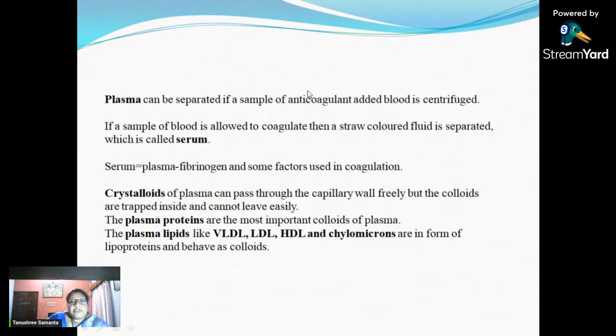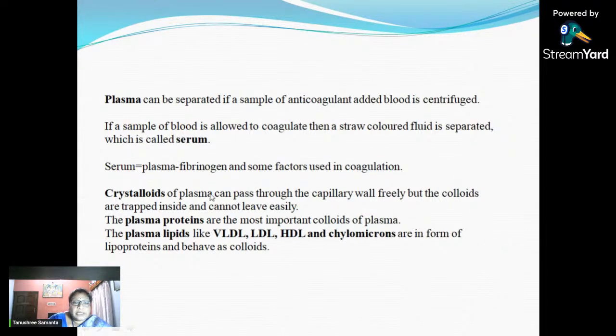Plasma can be separated from the blood by using any anticoagulant and just centrifuging the blood. It isn't to be mistaken with the serum, which is obtained only when the blood is allowed to coagulate. The straw-colored fluid which strews out is the serum. So serum is the plasma which doesn't have the fibrinogen or the other factors which are needed for coagulation.